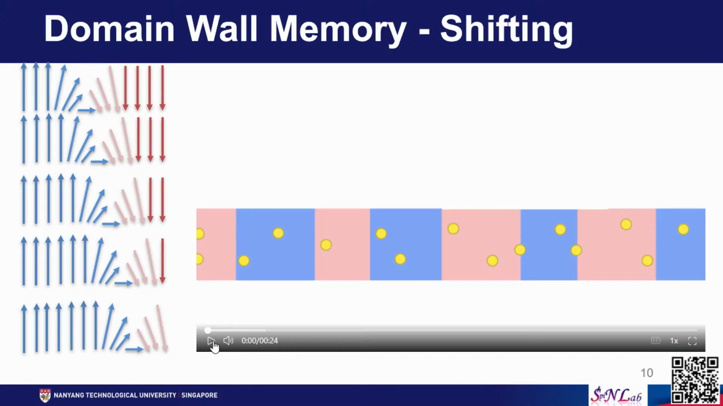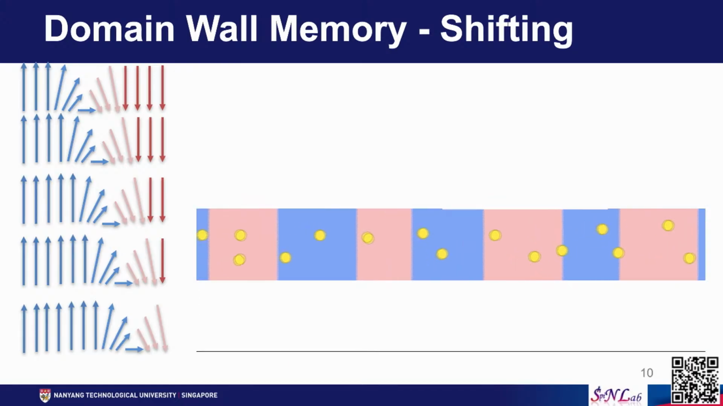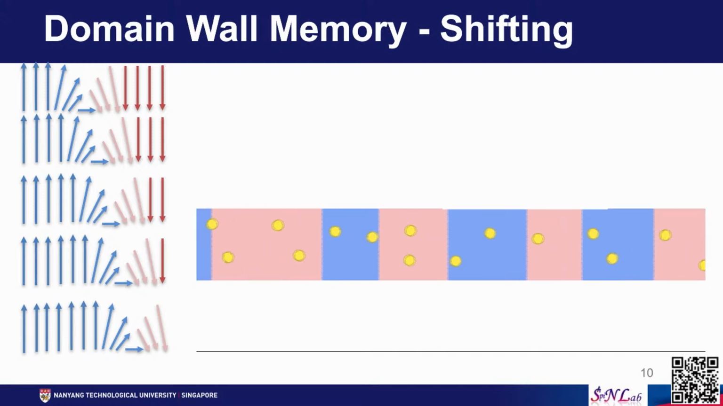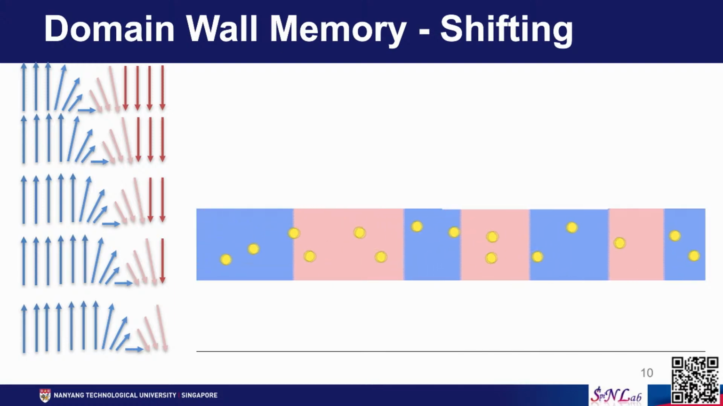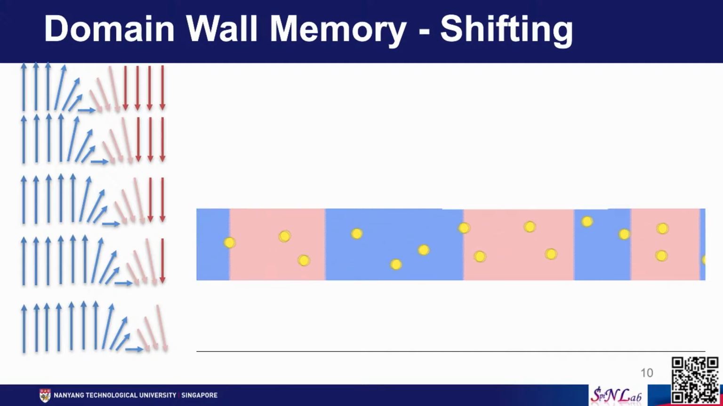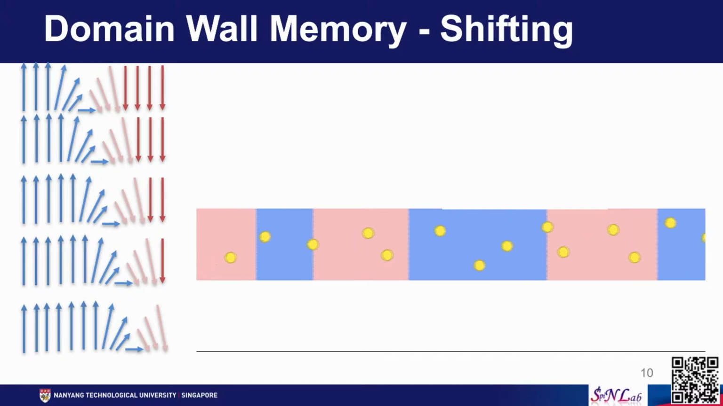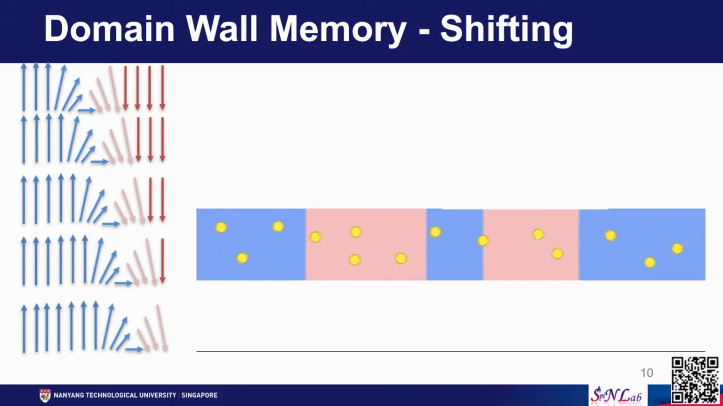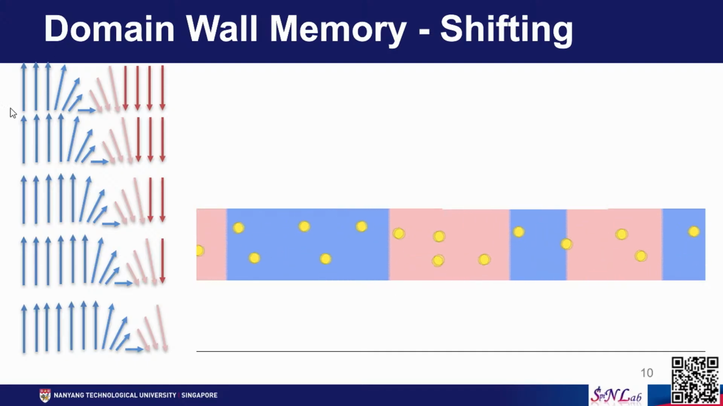I will show you the video first. Here we have lots of up and down domains, and you send electrons through the domain wall device. These electrons help to move the domains from left to right. So, you shift the domains by sending a current through the domain wall wire. What happens here is shown in this picture.